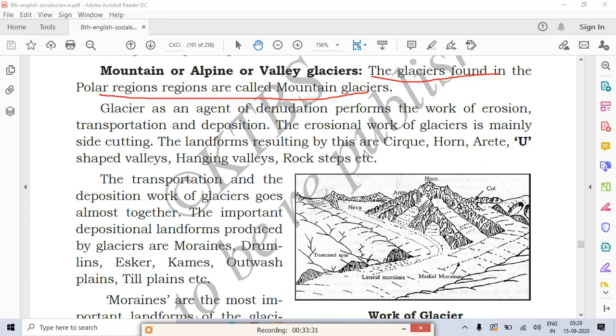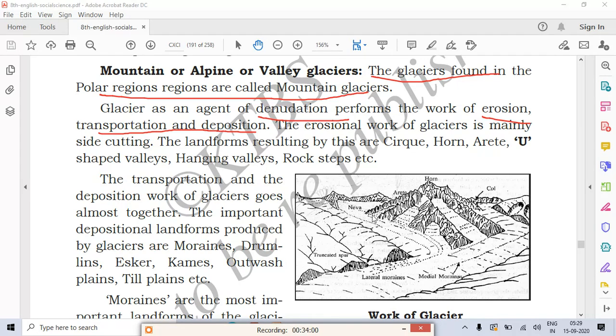Glaciers as an agent of denudation perform the work of erosion. They are also one of the agents of denudation which bring changes, transformation in the surface of the earth. And the work of this glacier is erosion also, transportation also and deposition also. The erosional work of glacier is mainly side cutting. So what is in erosion? What they used to do? They help in side cutting. The landforms resulting by this are cirque or arete, U-shaped valleys, hanging valleys, rock-shaped valleys.